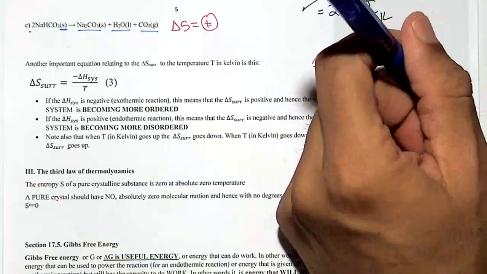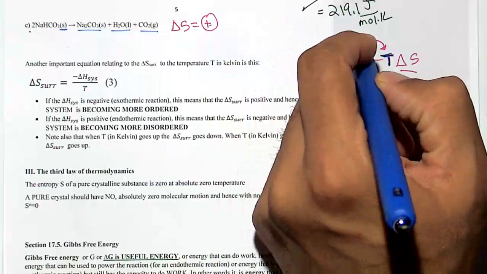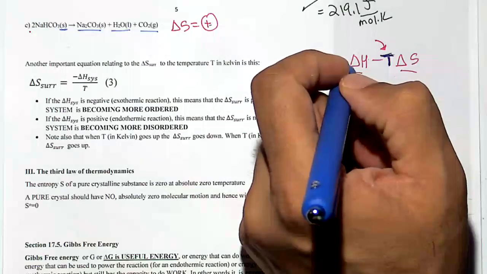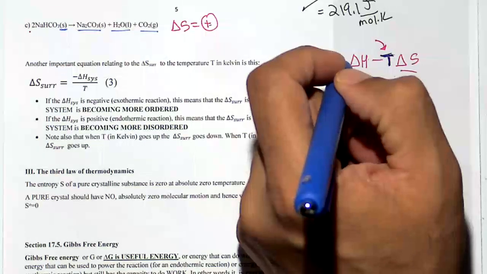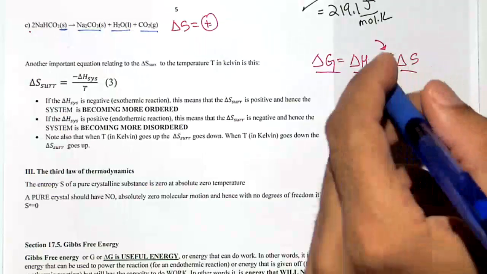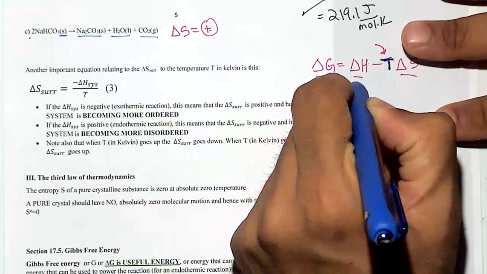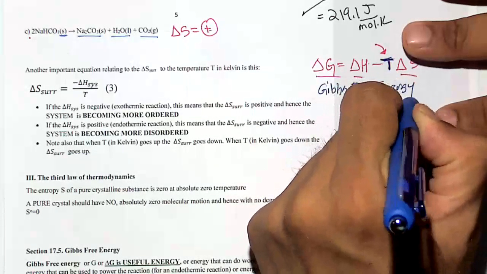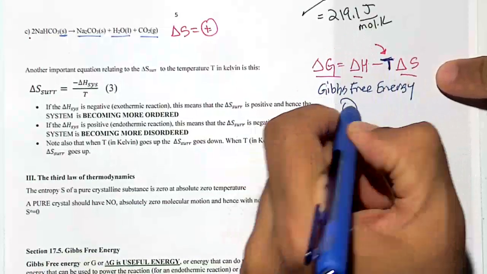Okay, T. What's T here? Temperature, very good. So sometimes with reactions, if you increase the temperature, you can make the reaction go to products. Sometimes you can lower the temperature and then you can make the reaction go to products. Okay, so all these things come together. This delta G, which stands for Gibbs free energy, takes input from enthalpy and entropy.